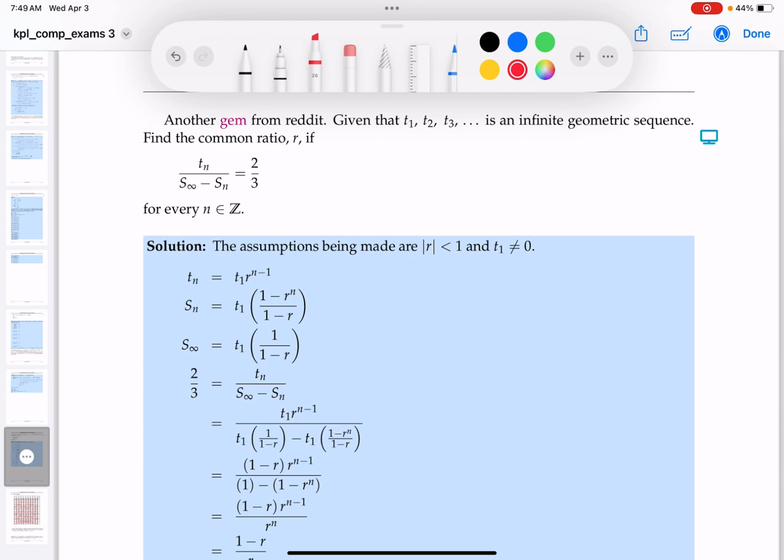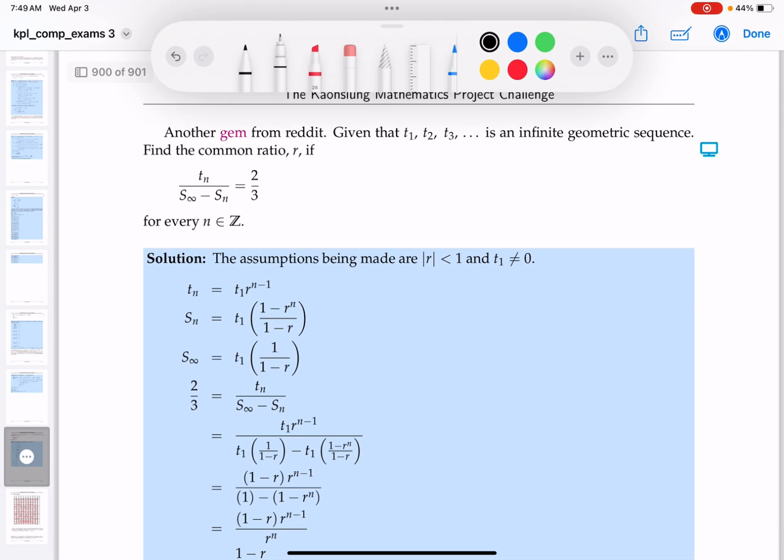And it says, given that T1, T2, T3 is an infinite geometric sequence, find the common ratio R if Tn, that's the nth term of this geometric sequence, divided by the infinite sum minus the finite sum is equal to 2/3. All right? Some assumptions are being made over here. And I want to point out before I go to the whiteboard, the assumptions are that T1 is not equal to 0, because if that's the case, every term would be 0, and there'd be no way this sums to 2/3. The other assumption, if it's convergent, there is an S infinity, and it's only convergent if the absolute value of R is less than 1. All right, that's for convergence.